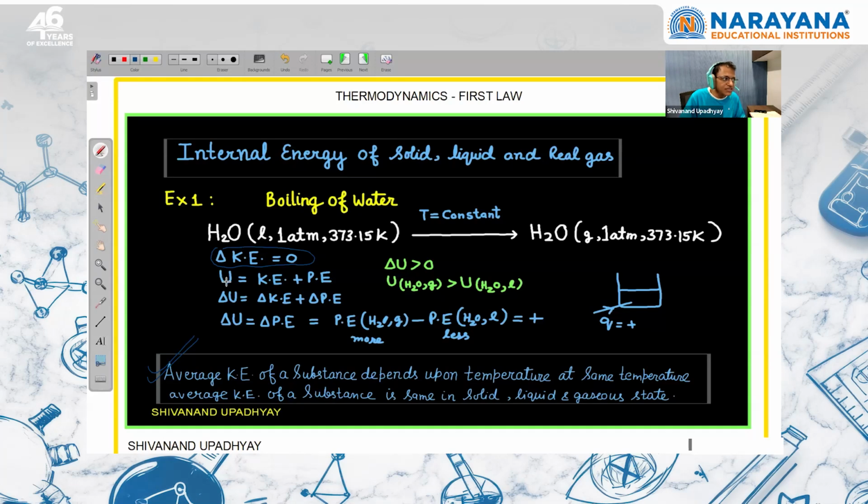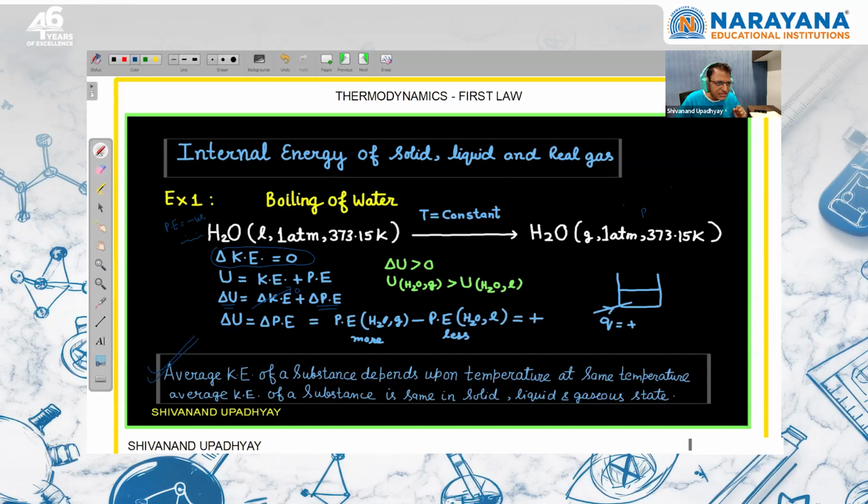Now the internal energy of the system is kinetic energy plus potential energy. Change in internal energy is change in kinetic plus change in potential. Change in kinetic energy is 0 for this phase transition because temperature is constant. So change in internal energy is equal to change in potential energy. Now we know that if the water is in liquid state, the force of attraction between water molecules will be more with respect to the gaseous state. Here the molecules are far apart, here the molecules are nearby, and force of attraction means potential energy will be negative. So here more negative potential energy will be there.